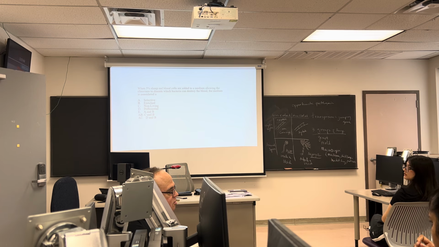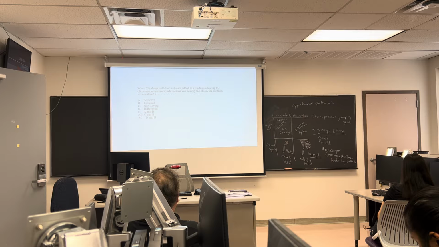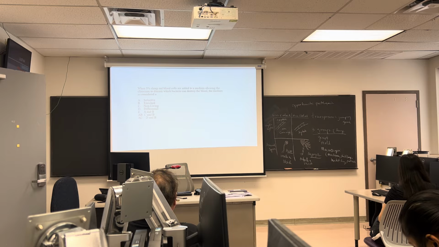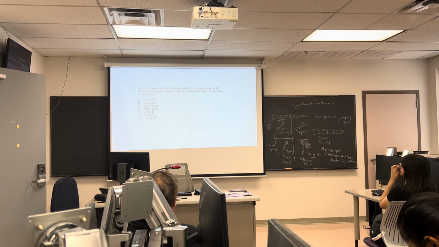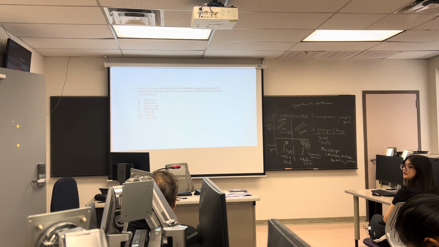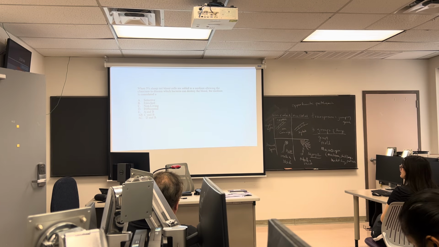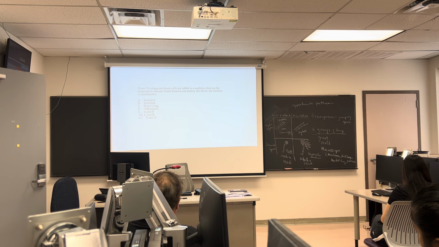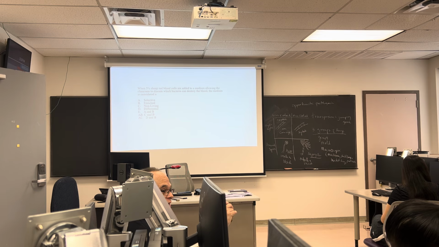I want you to think about things, right? So when 5% sheep red blood cells are added to a medium, allowing clinicians to discern whether bacteria can destroy blood, the medium is considered what? A selective and enriched, a non-living, a differential, A and B, C and B, or D and B? Which one? It's going to be B, enriched, because you added blood, and it's going to be D, differential, right? So it's going to be B and D, which is going to be AC. You'd have to mark in AC.